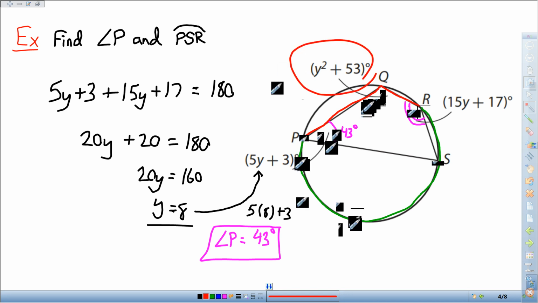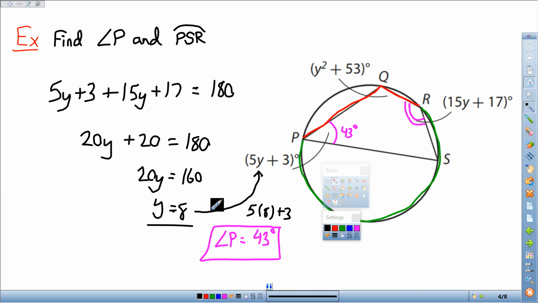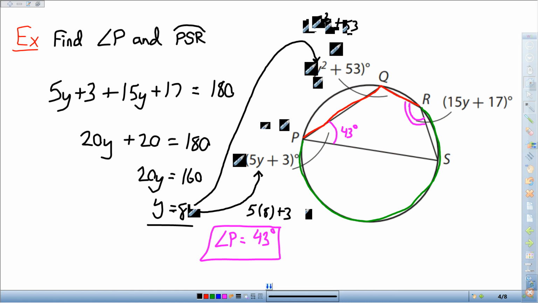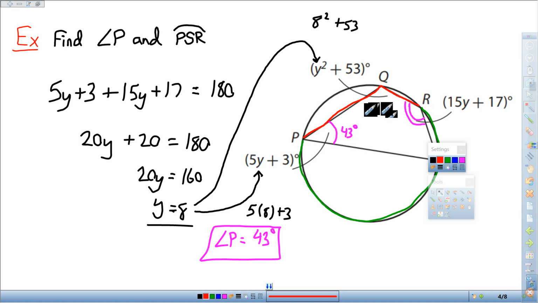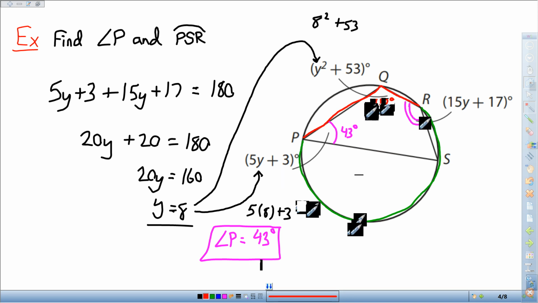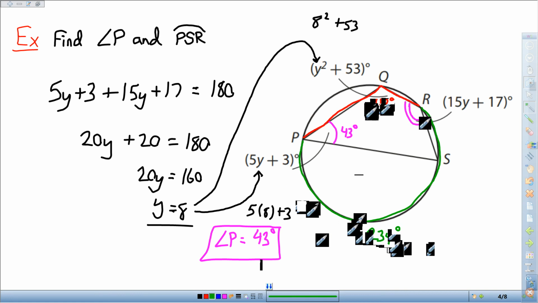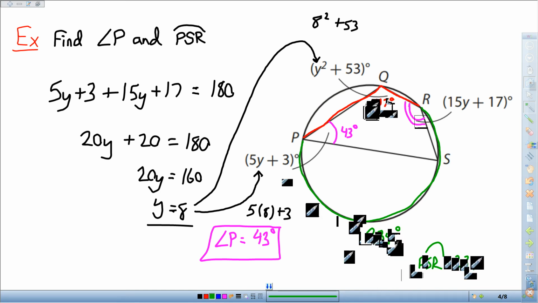And look, I can find the measure of angle Q. I know what y is. You don't need to do all these arrows, but I can plug y into this and get the measure of this angle really quick. So I'm going to do 8 squared plus 53. Real quick, I'm getting 117. Now that I know the measure of the angle, I can get the measure of the arc by doubling it. So 117 times 2 gives me 234 degrees. Let's write that out: arc PSR equals 234.